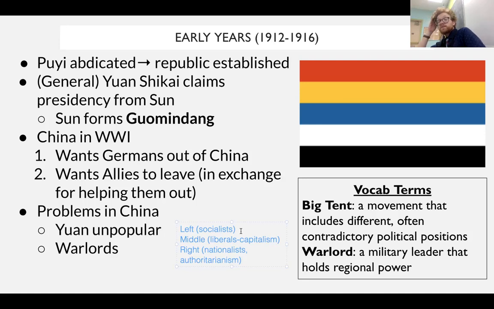So under the presidency of Yuan, we are going to see some changes in China. Of course, we see the establishment of dictatorship. But China is also going to get involved in the First World War. We are going to see China get involved in the conflict on the side of the Allies. And why is that? Well, the Chinese, they want to eliminate the presence of foreigners in China. They want to decrease those spheres of influence.